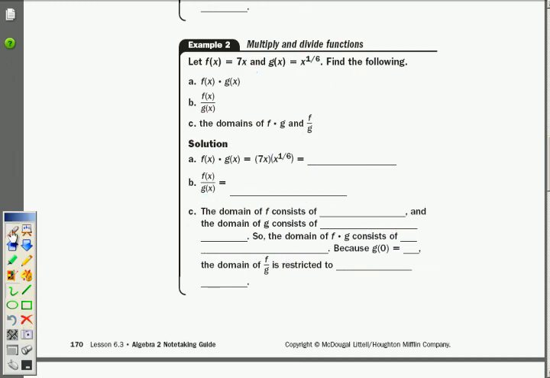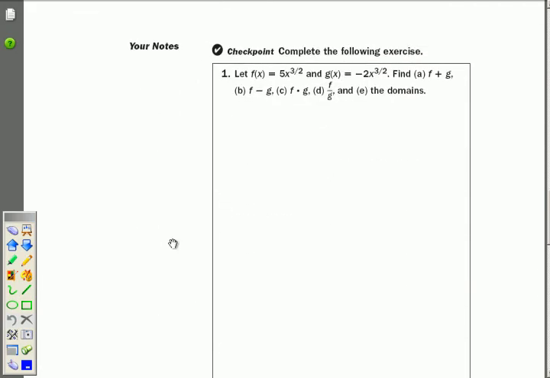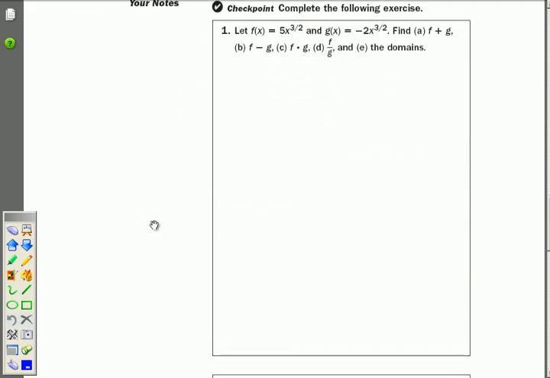All right. So you guys do a checkpoint. You add and subtract and multiply and divide all those things. And then tell me what the domains were for each one. Go ahead and pause it and work on it.